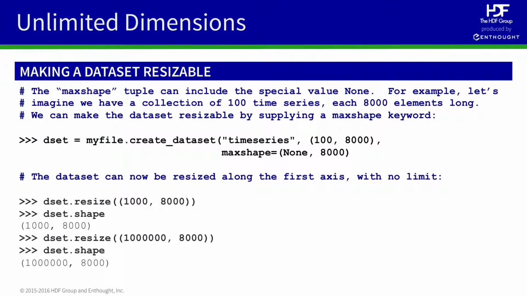You can also make a dataset resizable with no limit. For example, in this case, we have created a dataset that has shape 100 by 8000 and specified a maxshape of None by 8000. That means the second axis is restricted to be 8000 elements long, but the first axis can have any size. For example, we can resize it to be 1000 by 8000 or to be 1,000,000 by 8000. HDF5 permits either one. Behind the scenes, HDF5 is using chunked storage to make the dataset resizable.